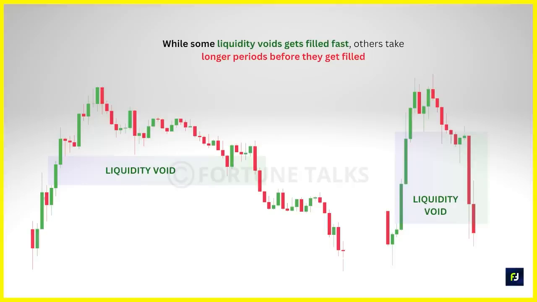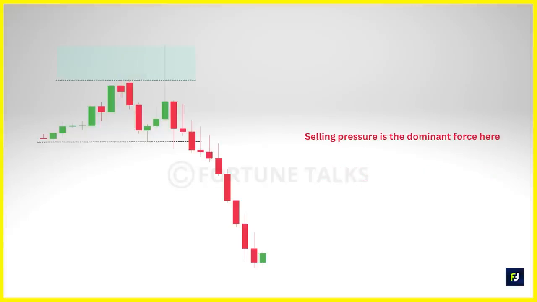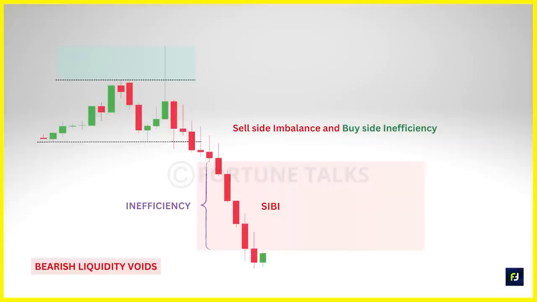Now let's take a look at bullish and bearish liquidity void formation. Here, you can observe how prices crash down from a consolidation area. The price formed a group of big bearish candles with large real bodies and little wicks as it moved lower. Clearly, the selling pressure is the dominant force here. There was literally no buying activity here. This means there is an inefficiency in the market. This is a typical case of sell-side imbalance and buy-side inefficiency, or in short, SIBI.